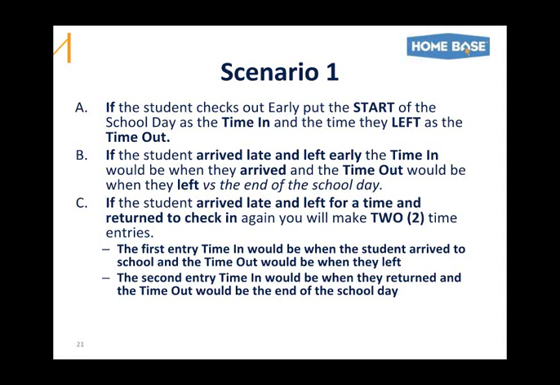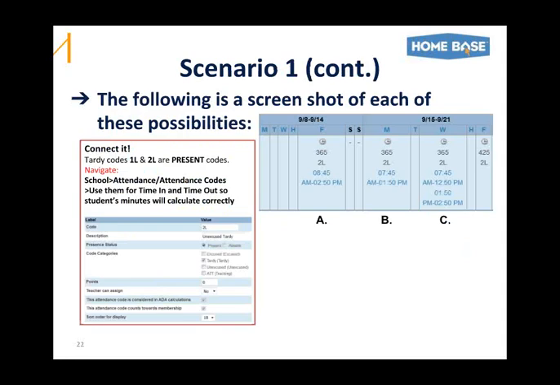So those are the three different ways that you should be changing attendance: A, B, and C. So this is what scenario one looks like as far as the screens go. In scenario one, the tardy codes 1L and 2L are considered present codes. Your navigation is going to be under School, clicking Attendance, looking at Attendance Codes. This screen is only showing you what the attendance code of 2L actually looks like. So it's considered a present code, but it's also considered tardy. That box is checked.